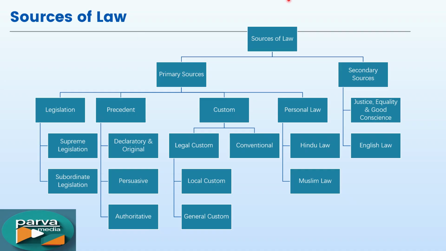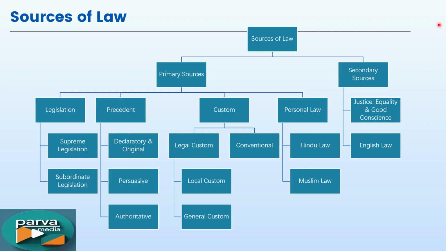The next important one is customs. Customs play a very crucial role as a source of law, and custom is nothing but a long-standing practice recognized by the society. As a society, whatever they are following for a longer time. These include legal customs. Under legal customs, we have local customs and general customs, and also there is another category which is called conventional customs.